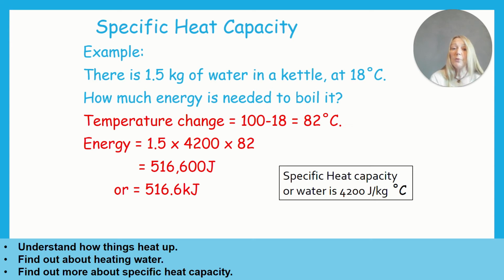And so all you would do was work out the temperature change of 82 degrees, plug all of that information into the equation, and that will give you the amount of energy that is transferred in order for that water to boil.